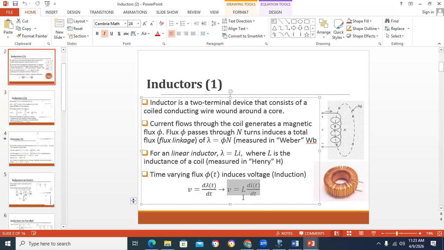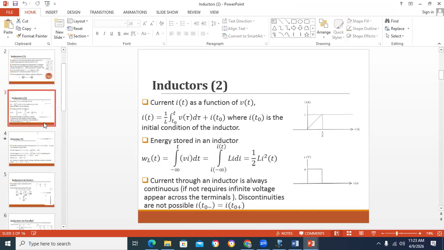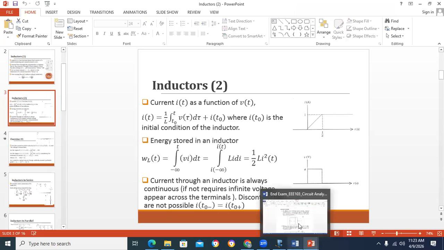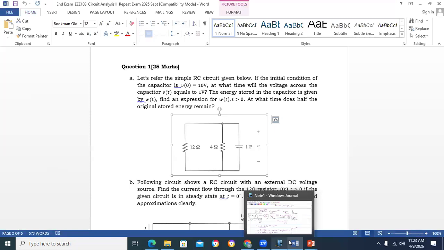Okay? So this is the voltage across the inductor. This is the current through the inductor. Okay? So now IL is the current through the inductor. So you can directly write that equation.